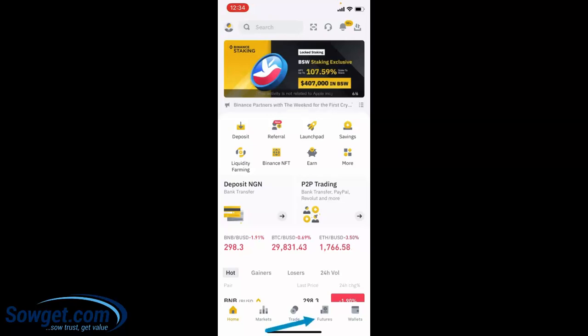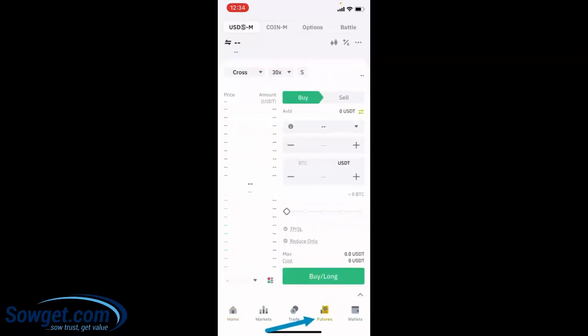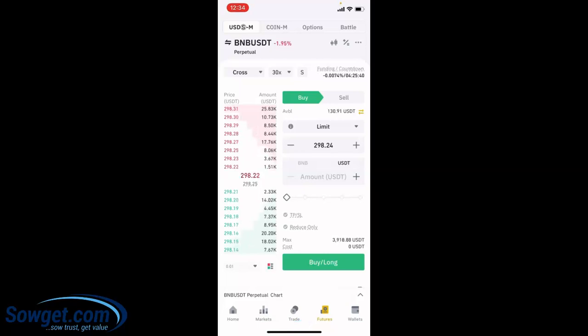Once you've logged into your Binance account, the next thing you need to do is go to the futures trading page right here. So just tap on it. Right now we are on the futures trading page.